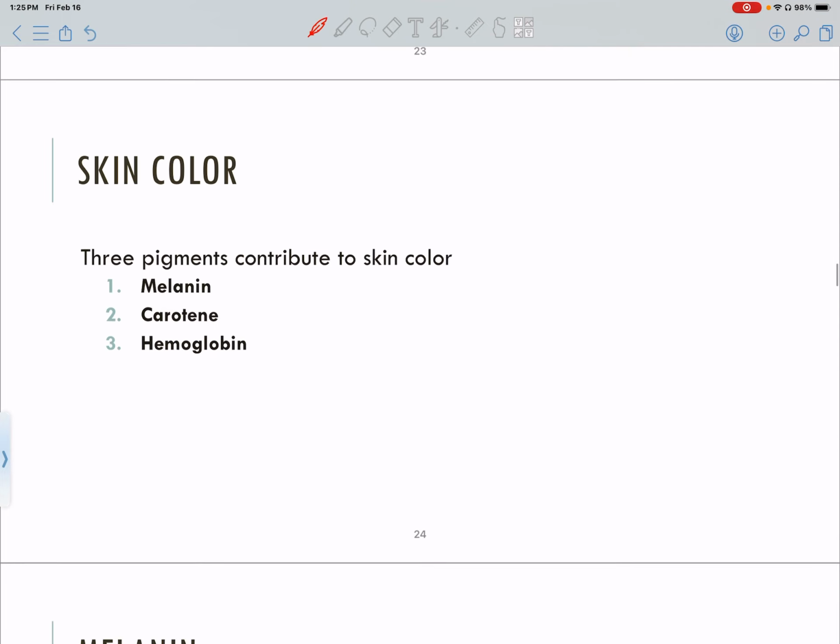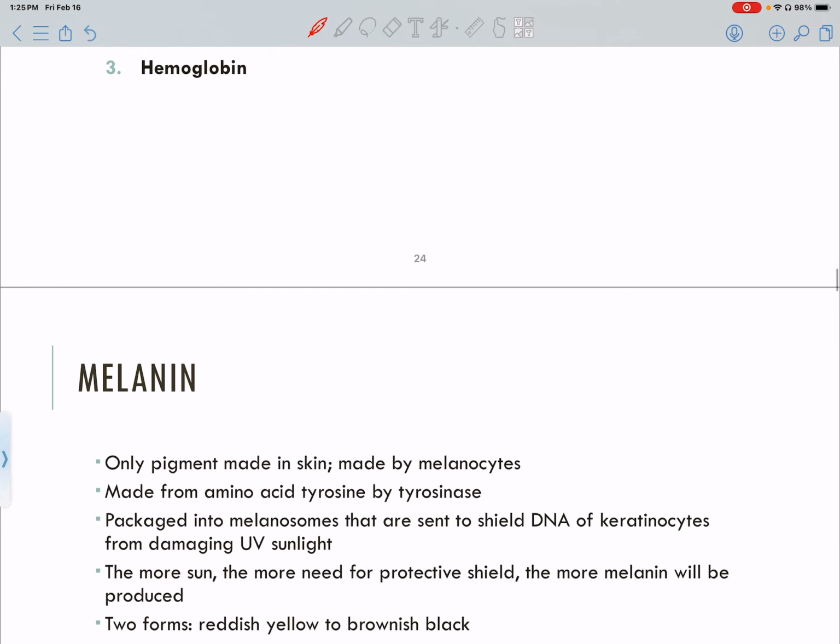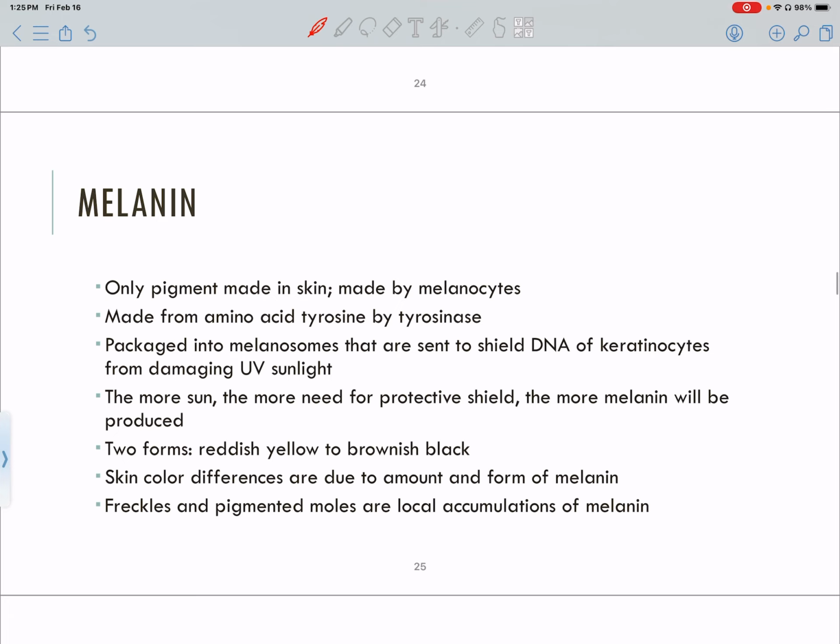Now moving on to the pigments that contribute to our skin color, we have three: melanin, which we touched briefly on earlier, carotene, and hemoglobin as well. So melanin is the only pigment that's actually made in the skin itself. We talked about that's the function of melanocytes in our epidermis. And melanocytes, again, they just make and produce the melanin.